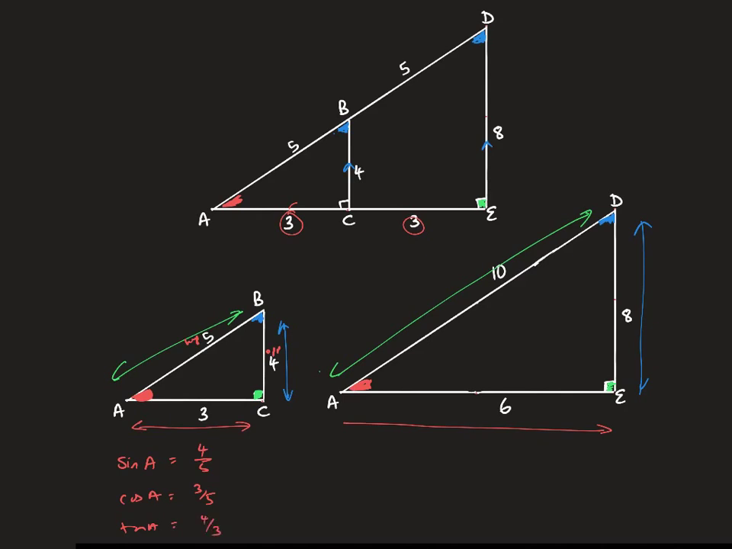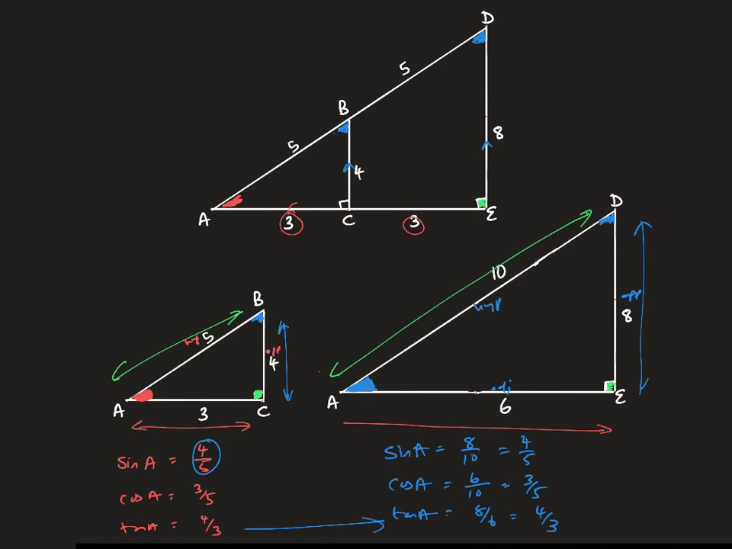And tan of A is going to equal opposite over adjacent, which is 4 over 3. Then if I work in the big triangle, let's make this our reference angle for now. So what do we have there? Sine of A is opposite over hypotenuse, which is 8 over 10, and 8 over 10 can be simplified as 4 over 5, exactly the same as the ratio in the small triangle. And cos of A is adjacent over hypotenuse, 6 over 10, which can be simplified to 3 over 5. And then tan of A is equal to 8 over 6, which can be simplified as 4 over 3.